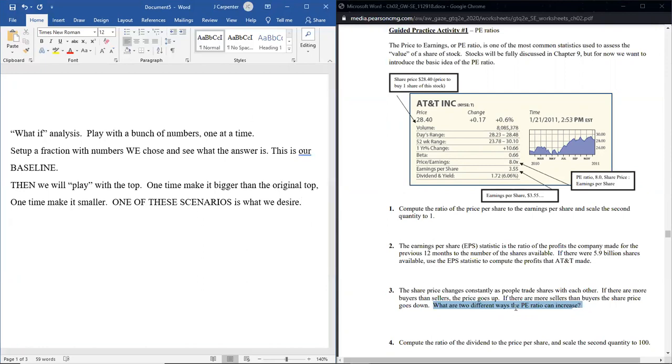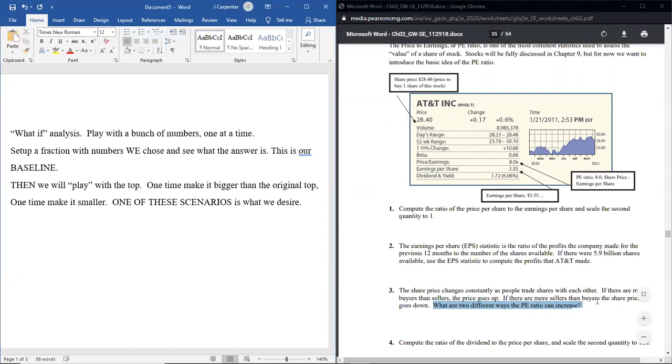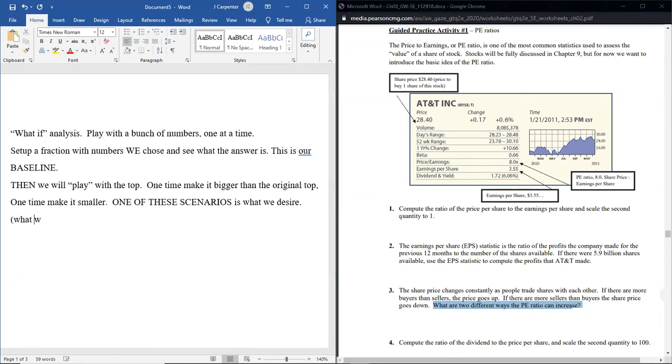What do we desire? We desire the PE ratio to increase. So let's ignore the whole idea of PE ratio. Let's just say we want the ratio to increase. We want the answer to go up. So what we desire is the answer to go up.